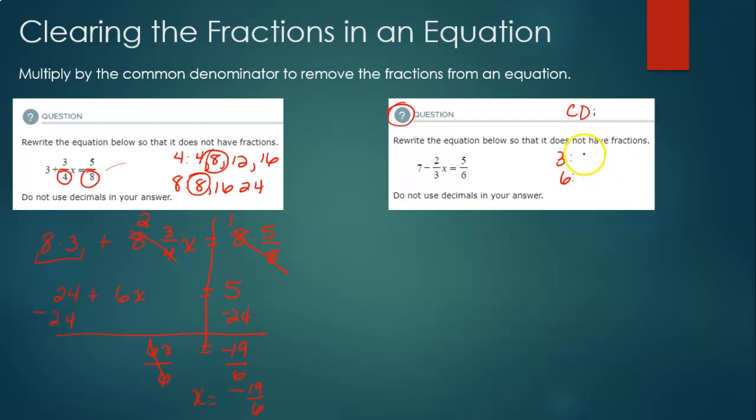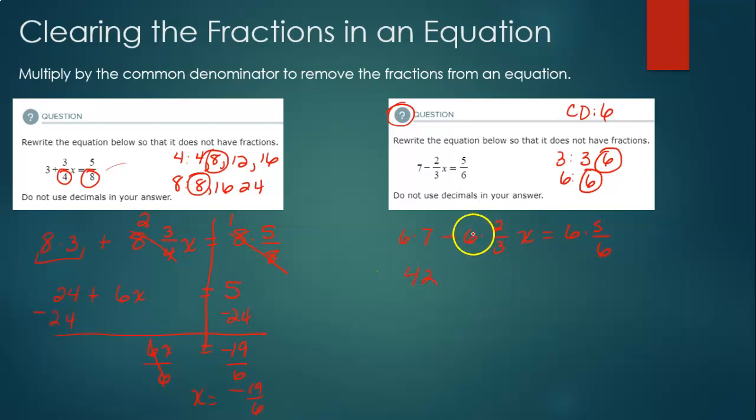All right, welcome back. You should have found that a common denominator for 3 and 6 is just 6. So our common denominator is 6. You should have done 6 times every term. I did 6 times 7, 6 times negative 2/3 x, and 6 times 5/6.